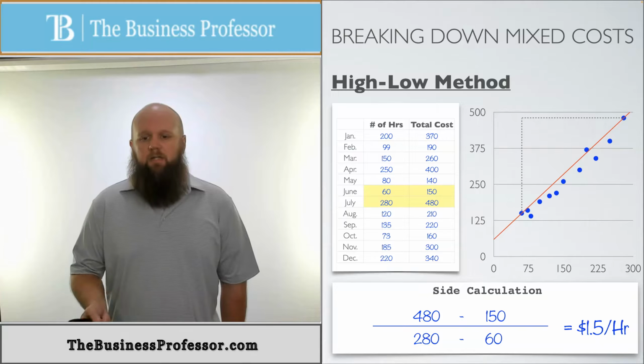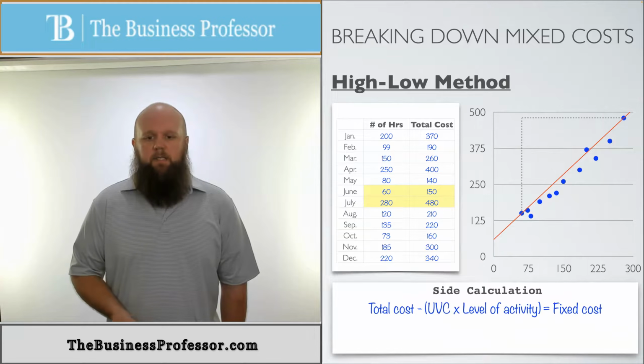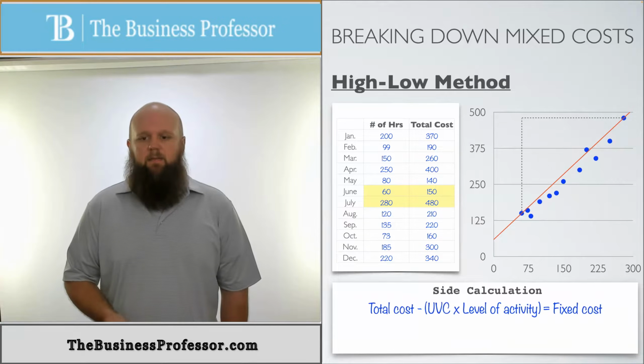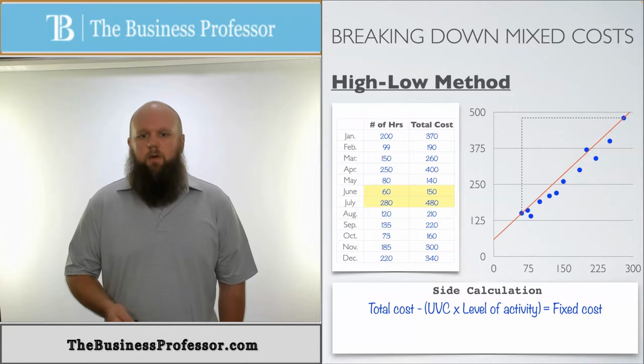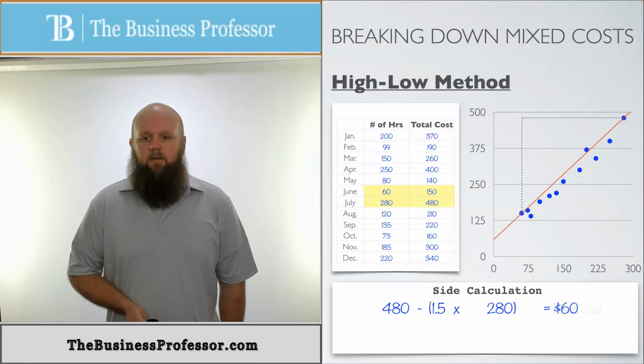Now we need to put that into our equation to find what our fixed cost is. So our equation is going to be total cost minus UVC times level of activity equals the fixed cost. Now we're going to choose one or the other. In this one, we're going to choose the high cost. So I'm going to start with 480 minus the UVC. The UVC, we already found, is $1.50 per hour. So we're going to put that in there, times the level of activity. Since we used 480 and that's the high cost, we're going to use the high activity. So we're going to put 280 there. Do that calculation. That's going to give us a fixed cost of $60.